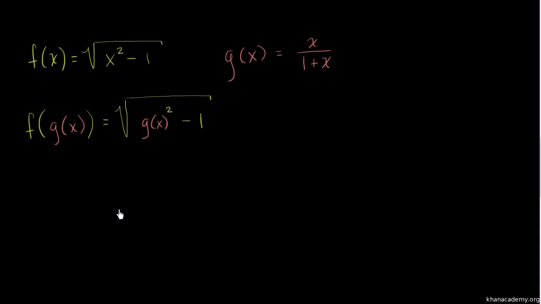Now, what is g of x equal to? Well, g of x is this thing right over here. So this is going to be equal to the square root of g of x, which is x over 1 plus x. We're going to square that, minus 1. So f of g of x is also a function of x. And we could write this as x squared over 1 plus x squared, but we could just leave it like this. It's equal to the square root of this whole thing, x over 1 plus x squared minus 1.